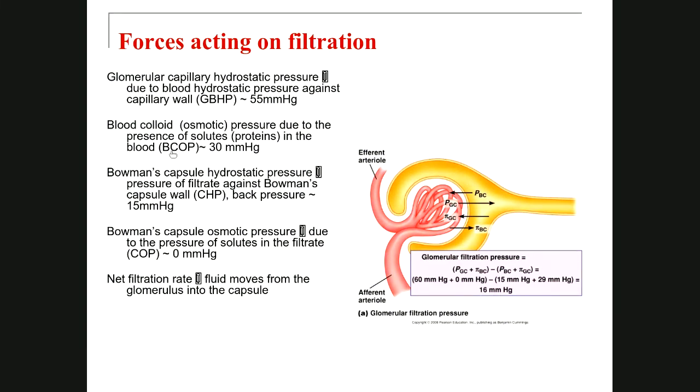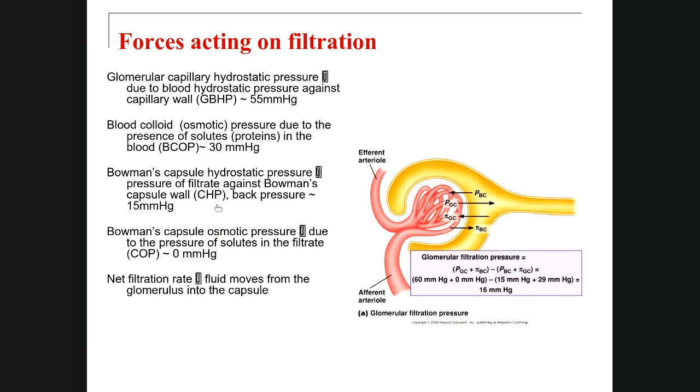The next pressure which we have is called Bowman's capsule hydrostatic pressure, or the other name is capsular hydrostatic pressure. It is the hydrostatic pressure exerted against the filtration membrane by the fluid already in the Bowman's capsule. Capsular hydrostatic pressure is opposite to the glomerular hydrostatic pressure, and it pushes the material back out of the Bowman's capsule toward the glomerulus. The amount of this pressure is about 15 millimeters of mercury.